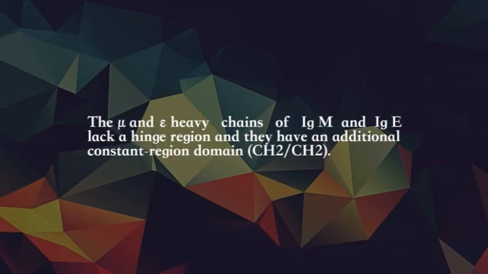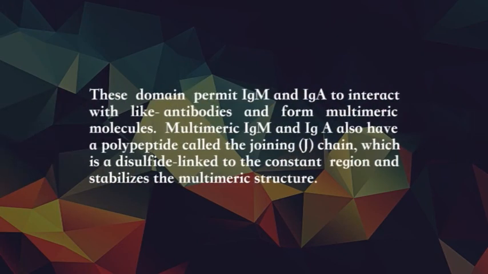The mu and epsilon heavy chains of IgM and IgE lack a hinge region and they have an additional constant region domain, CH2-CH2. These domains permit IgM and IgA to interact with other antibodies and form multimeric molecules. Multimeric IgM and IgA also have a polypeptide called the joining or J chain, which is disulfide linked to the constant region and stabilizes the multimeric structure.